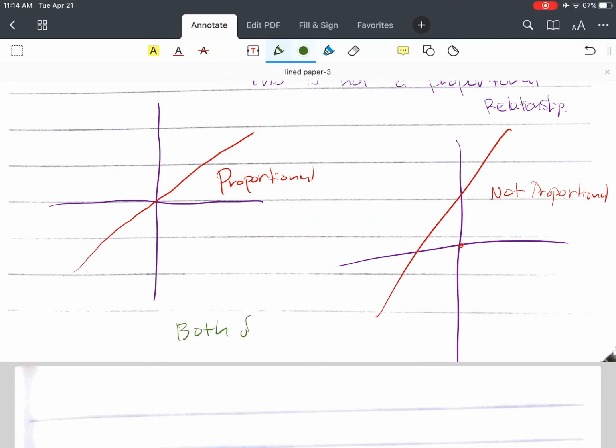But both of these are linear, right? They're both lines. But one's proportional because it goes through the origin and the other one is not.